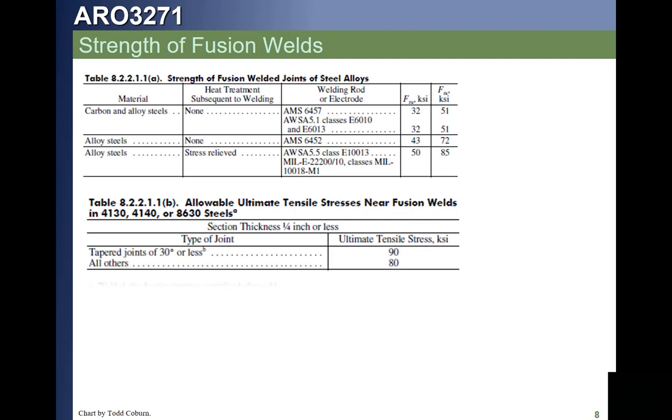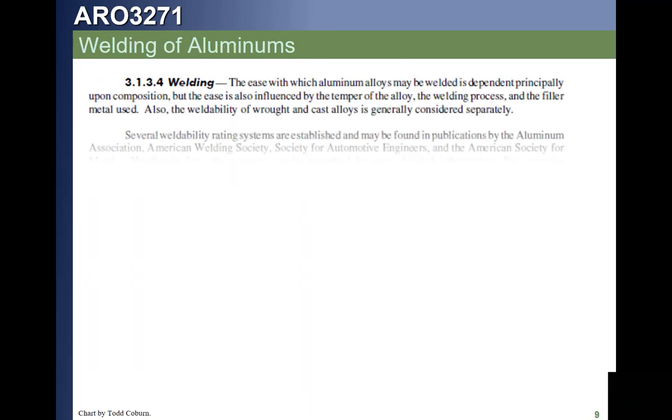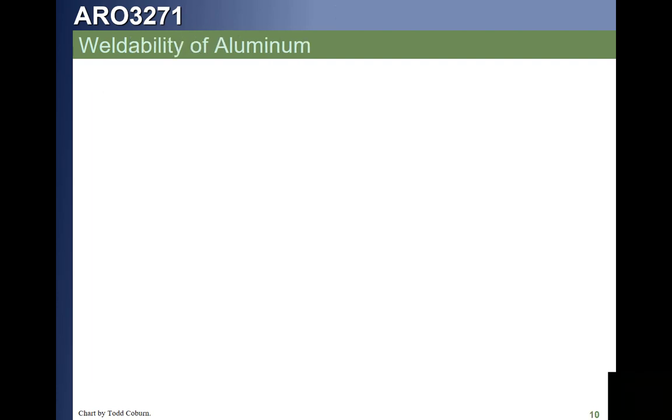This is showing the strength of fusion welded joints for steels, and it shows typical shear and tensile values and some other information about it. This is really for your reference. We're actually not going to use this slide. This next one is providing information about welding aluminums, and we're not going to focus on this either. This is for your reading and learning pleasure.